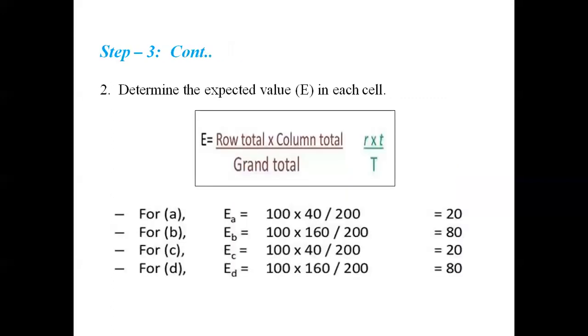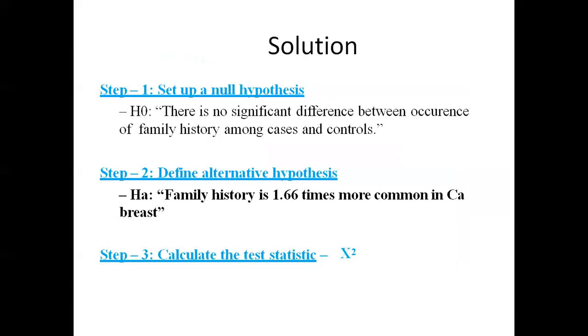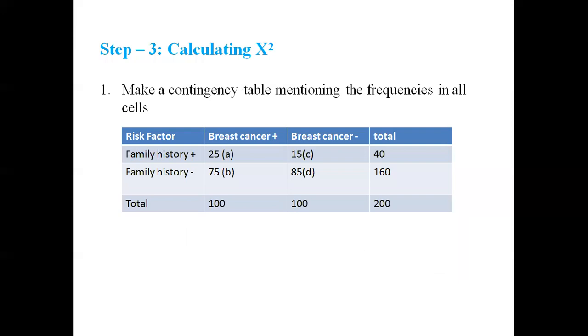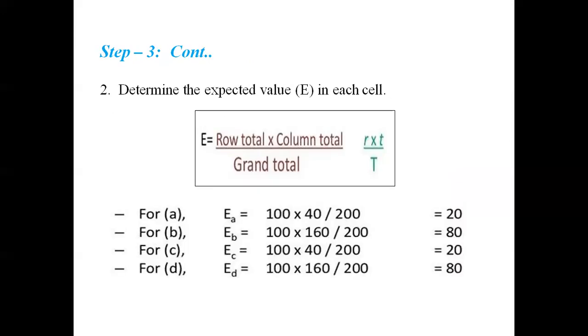Now we will determine the expected value in each cell. So what did we say? How will we calculate it? That is the row total into the column total divided by the grand total. So for calculating A, that is 25, 25 is the observed value. Now we will calculate the expected value. So the row total is 40 and the column total is 100. So that is 40 into 100 divided by the grand total, which is 200. Okay, so this is how 20 comes.